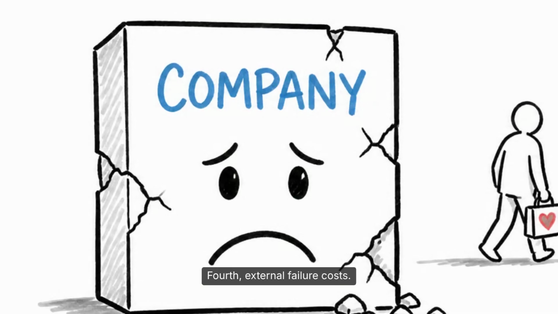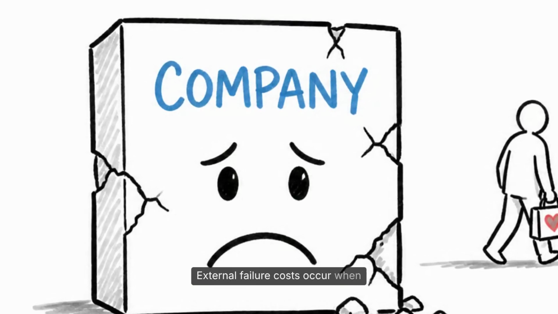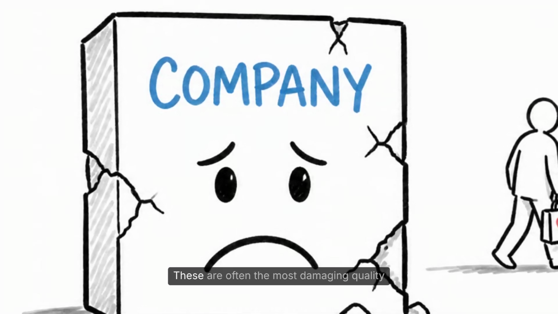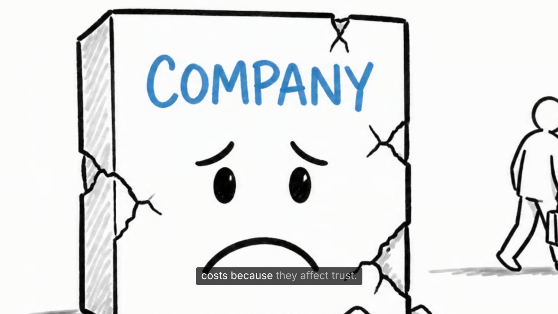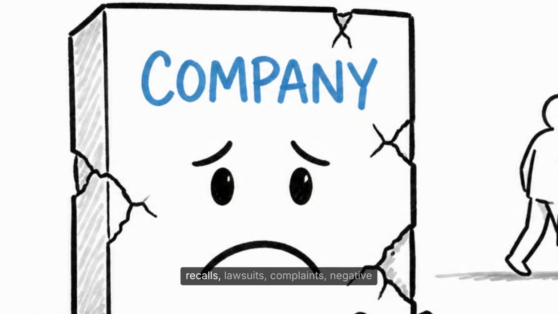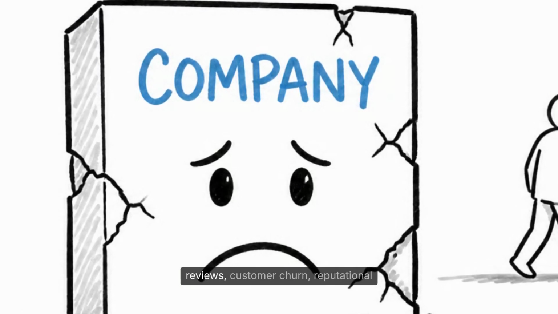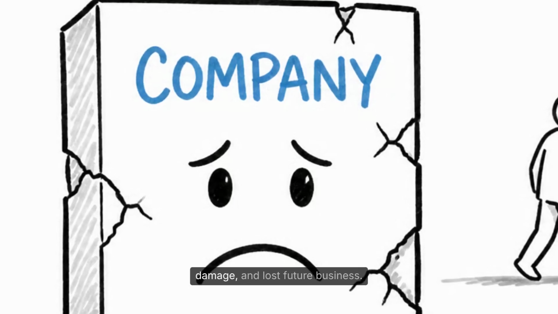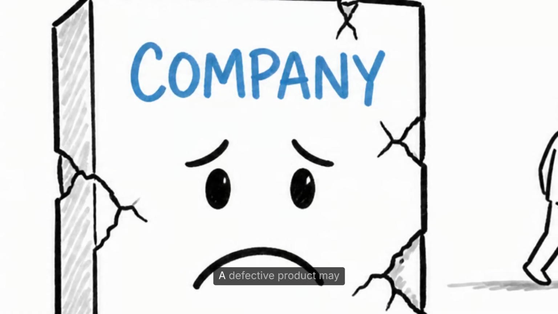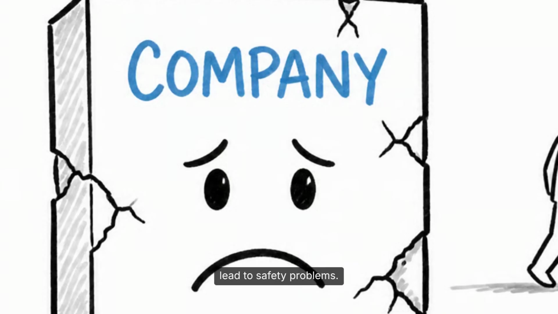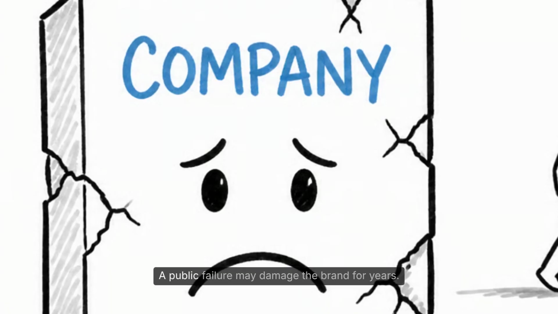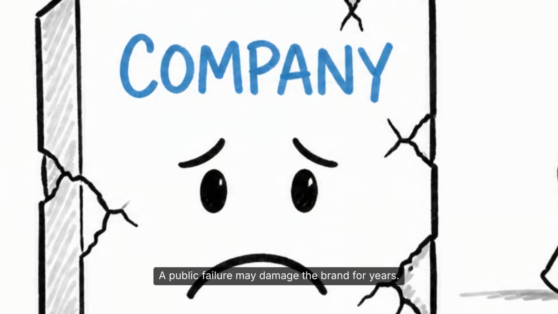Fourth, external failure costs. External failure costs occur when the customer receives the defective product or experiences the poor service. These are often the most damaging quality costs because they affect trust. Examples include refunds, warranties, recalls, lawsuits, complaints, negative reviews, customer churn, reputational damage, and lost future business. External failure costs can be severe. A defective product may lead to safety problems. A poor service experience may lead to a customer leaving permanently. A public failure may damage the brand for years.